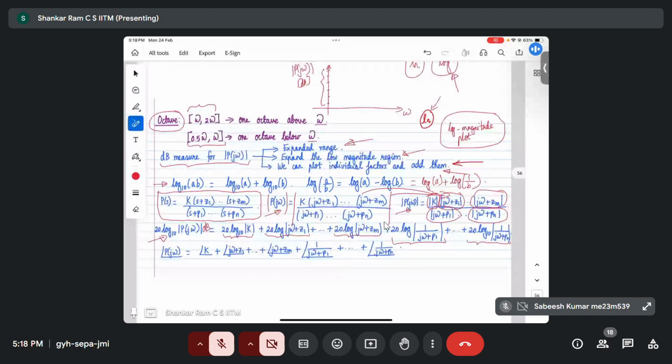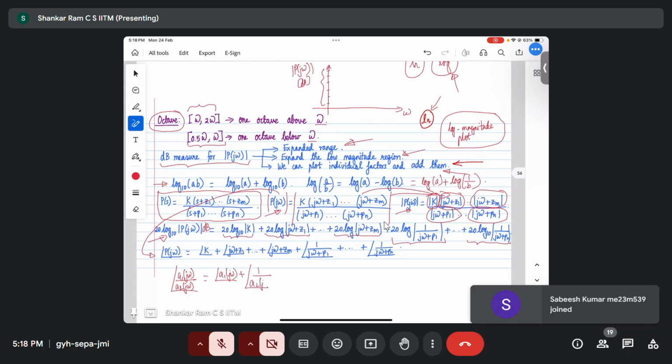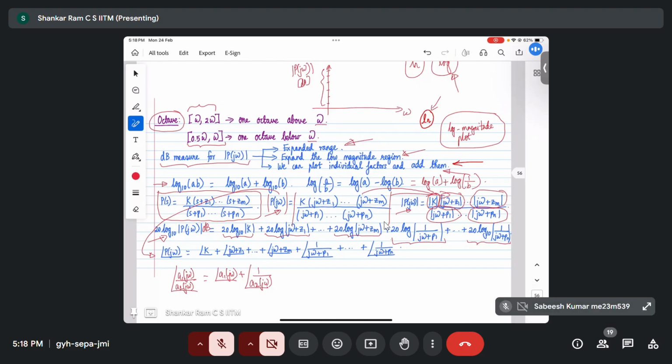So if you have P of j omega, the phase is also very interesting. If you have the phase of A1 of j omega times 1 by A2 of j omega, that is going to be equal to the phase of A1 of j omega plus the phase of 1 by A2 of j omega. This is a result from, once again, complex variables. We have products of complex terms, and the phase of the product is going to be the sum of the phases of the individual terms.